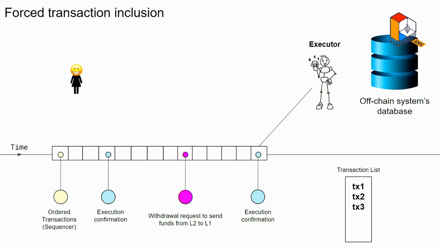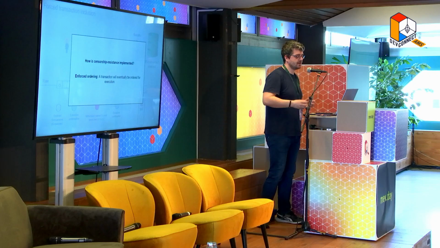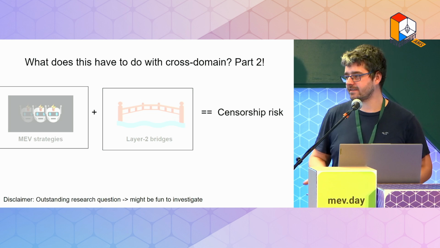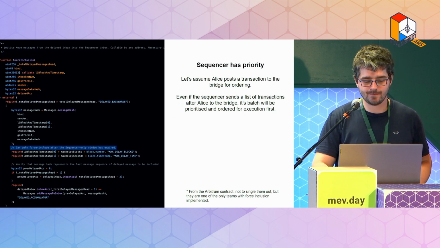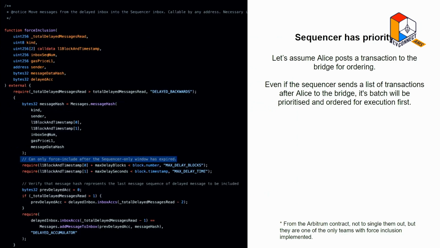So how is censorship resistance implemented here? It's different to Ethereum, or at least how we solved it before. All the bridge contract guarantees is that a transaction will eventually be ordered for execution. It only guarantees ordering. So now we understand MEV, and we understand the bridge contracts. So is there a risk of censorship? I just saw Ed come in and out there, so too bad he missed this, because this is his code. This is the Arbitrum bridge contract. I have a disclaimer here. I'm not picking on Arbitrum, but they're one of the only projects that actually implements something that is censorship resistant. So my only example out there.